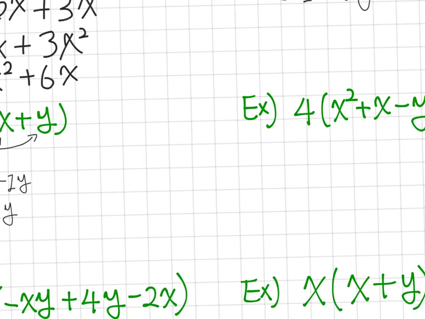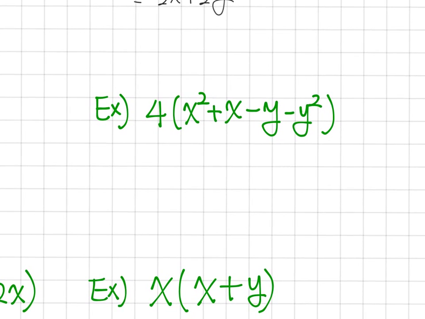Then the next example will be this. In this case, we have 4 in the front, so same thing, but we have a polynomial, we have many terms inside of the brackets. And it doesn't really matter, okay? It's exactly the same rule.